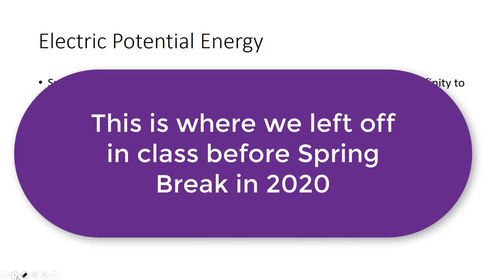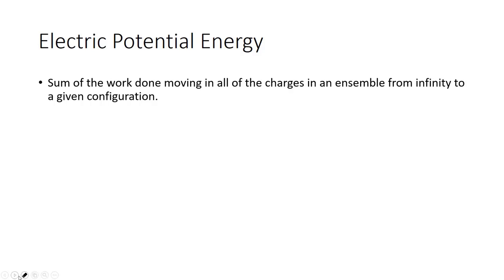The electric potential energy of a system is the sum of the work done moving all of the charges in an ensemble in from infinity to whatever the desired final configuration might be. And we're going to assume that U equals 0 at R equals infinity.